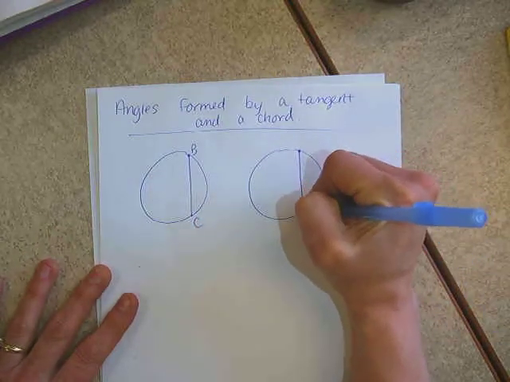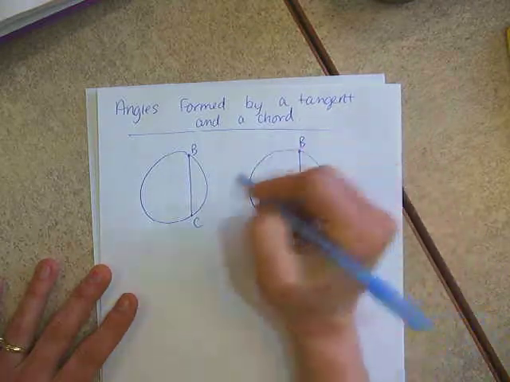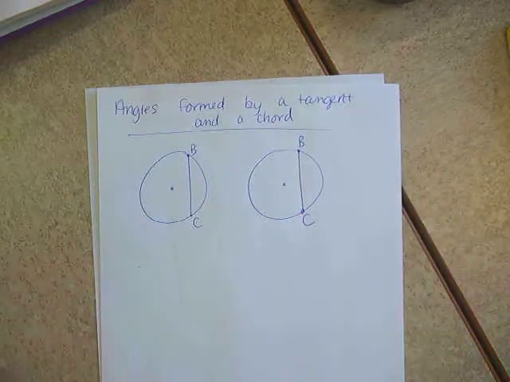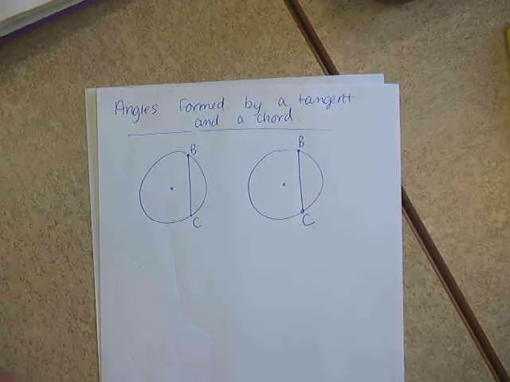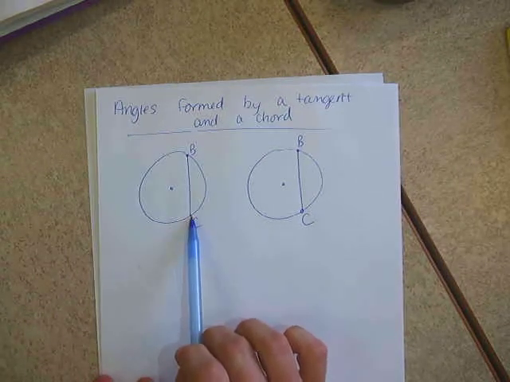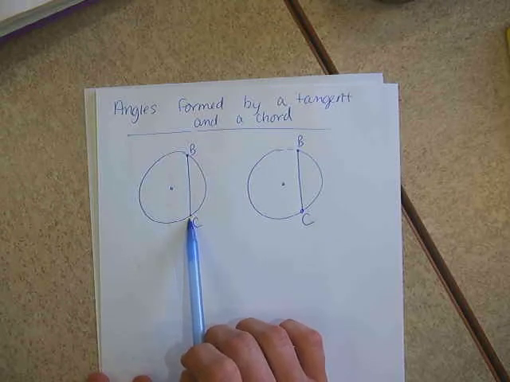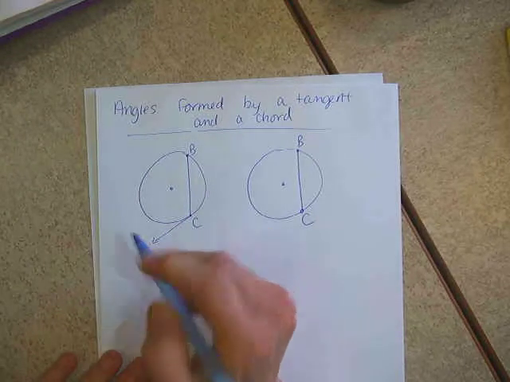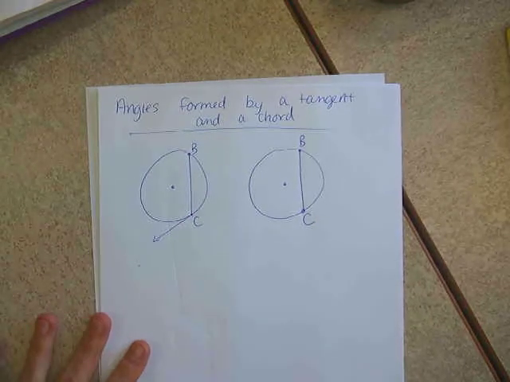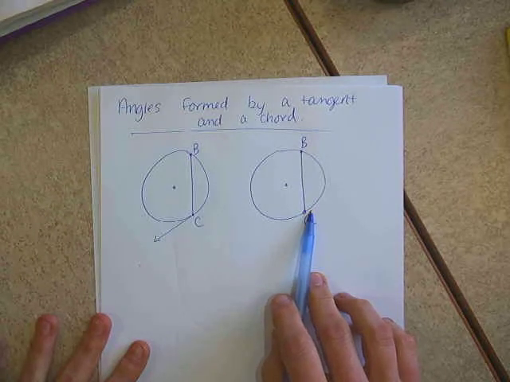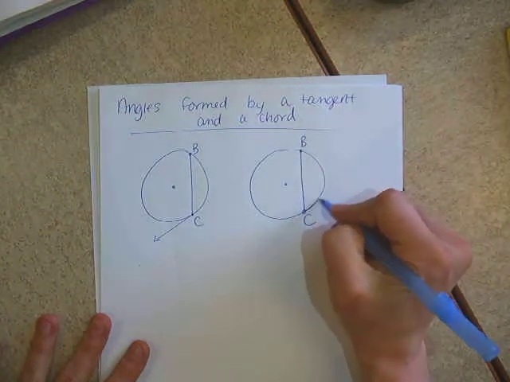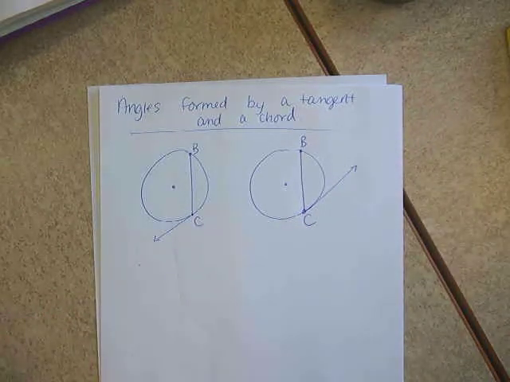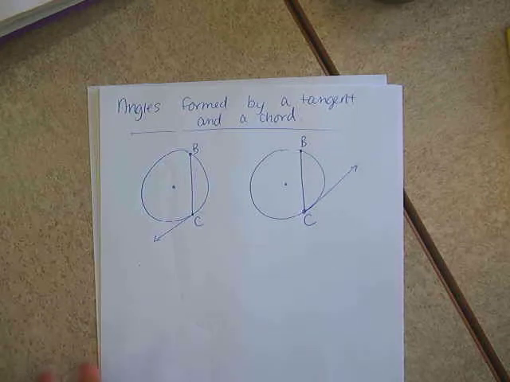Okay, there are two examples of the same type of thing. I want you to draw in chord BC on both circles. On the circle on the left, we're going to draw the tangent to C, but we're going to draw the tangent coming out to the left. In the circle on the right, we're going to draw the tangent to C, but going the opposite direction.